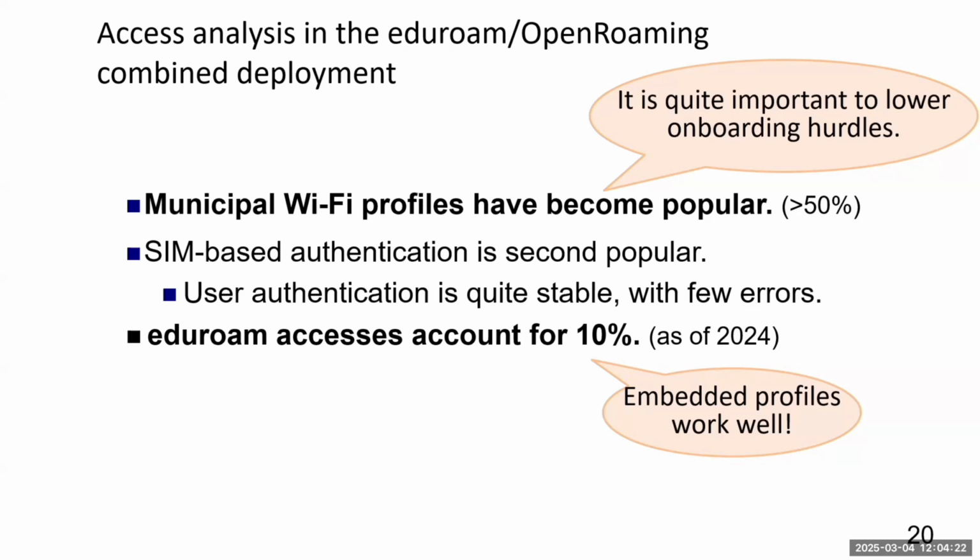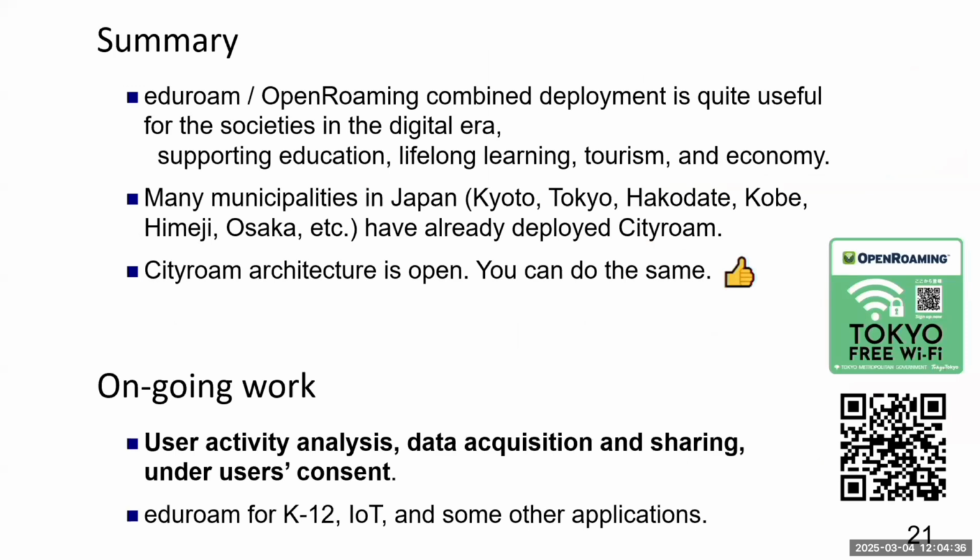But I said only, but the actual number is huge. So it's very useful. And many municipalities think the support of education and research is very important. So as a summary, our combined deployment is quite useful for supporting education, lifelong learning, tourism, and economy. And many municipalities in Japan have already deployed Cityroam, and Cityroam architecture is open. You can do the same thing in your countries or territories.